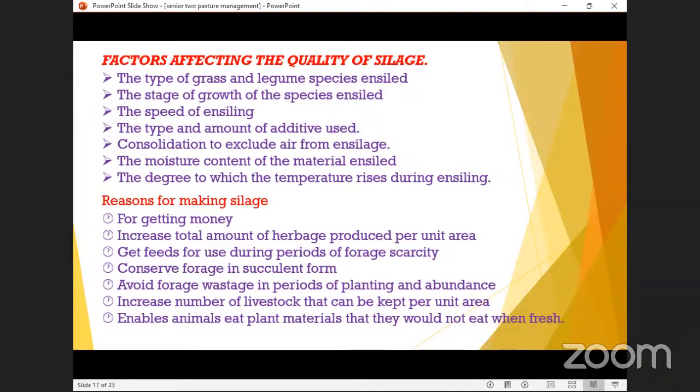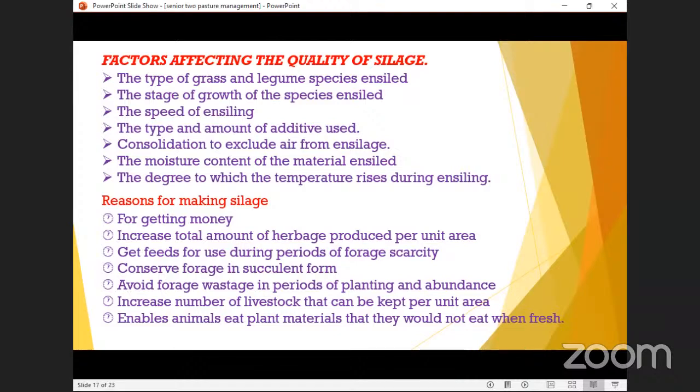And then the other is to conserve forage in succulent form, a form which is in its right order. That is the value for that. And then also to avoid wastage in periods of planting and abundance, you could use the remainings of certain crops. So if, for example, maize does not mature due to other factors, maybe a disease, you could easily cut it off before flowering and use it for making hay. So you have stopped wastage of such materials.